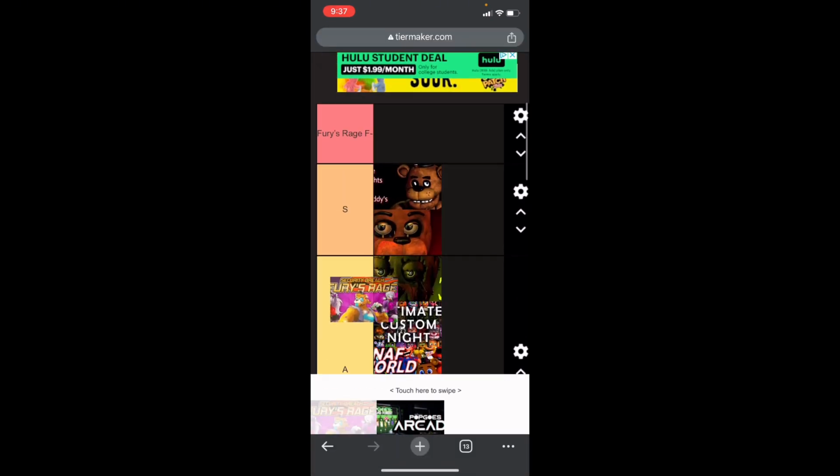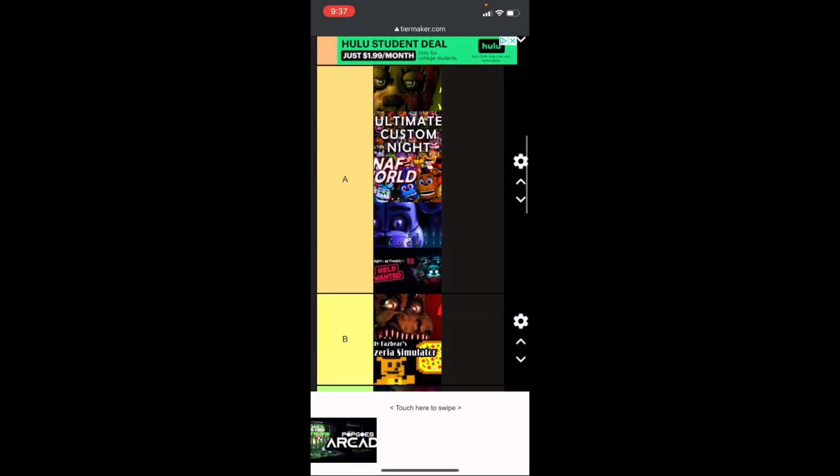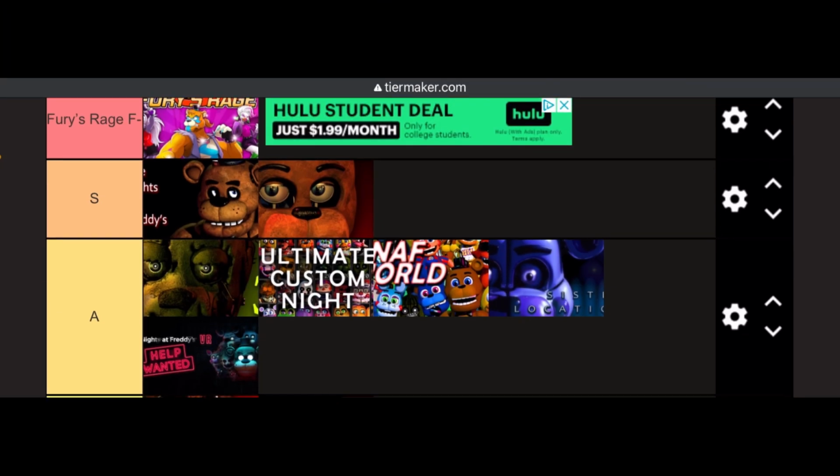Alright, Fury's Rage, I made a tier just for Fury's Rage, F-. Pop Goes Arcade, this is not a FNAF game, so I'm not going to tier it, but here, this is my Five Nights at Freddy's game tier list.